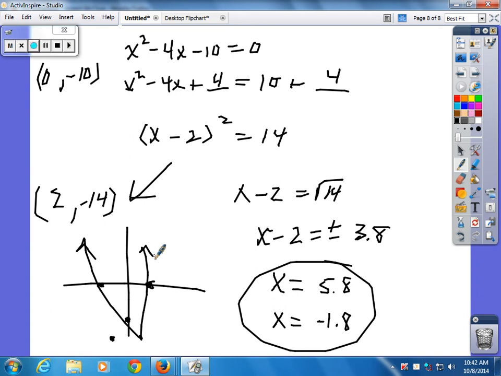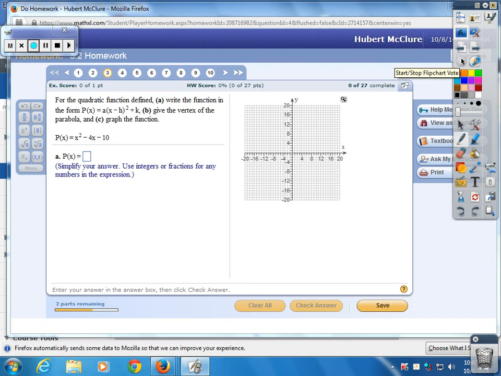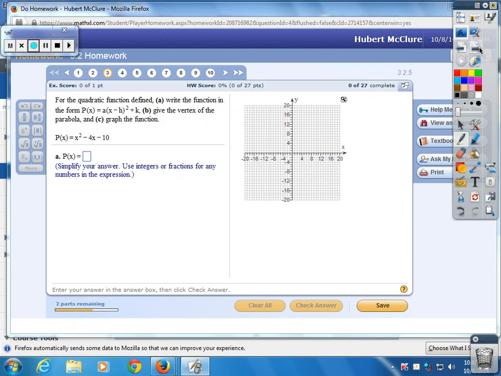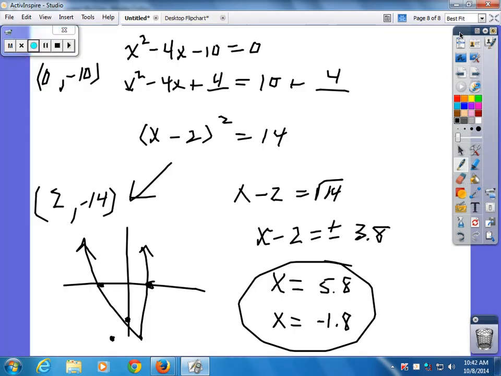Now let's see what the question asks. Question is, what is it asking for? You have to rewrite the equation. Write the function in what? What's that called? Vertex form, x minus h. Okay, let's look back at our complete the square. Where is vertex form? Right here. f of x is equal to (x minus 2) quantity squared minus 14.